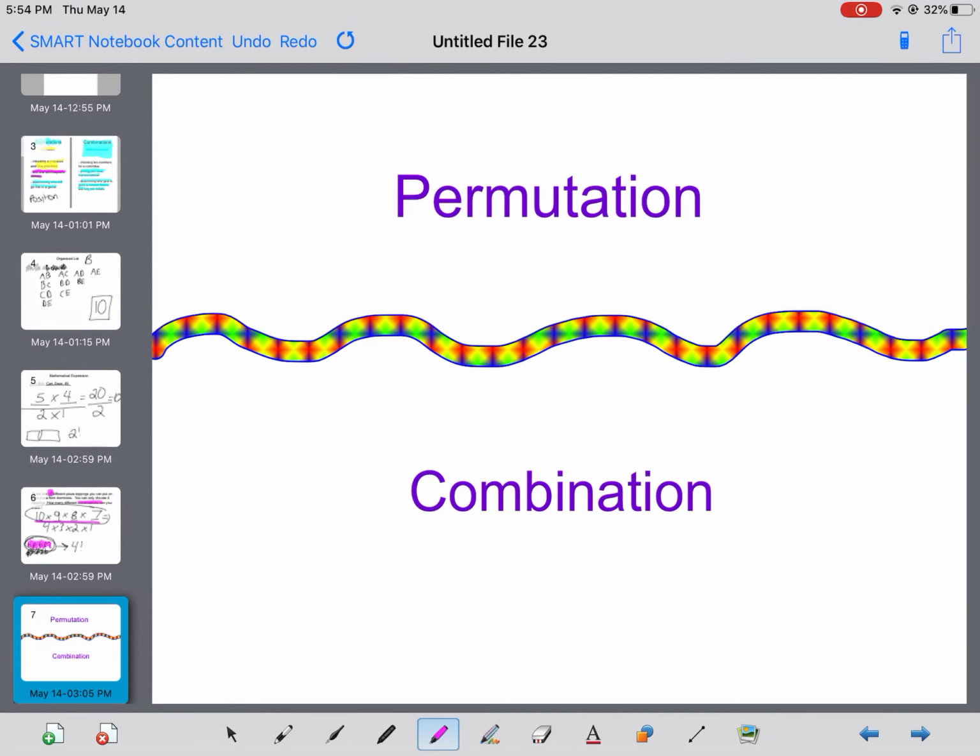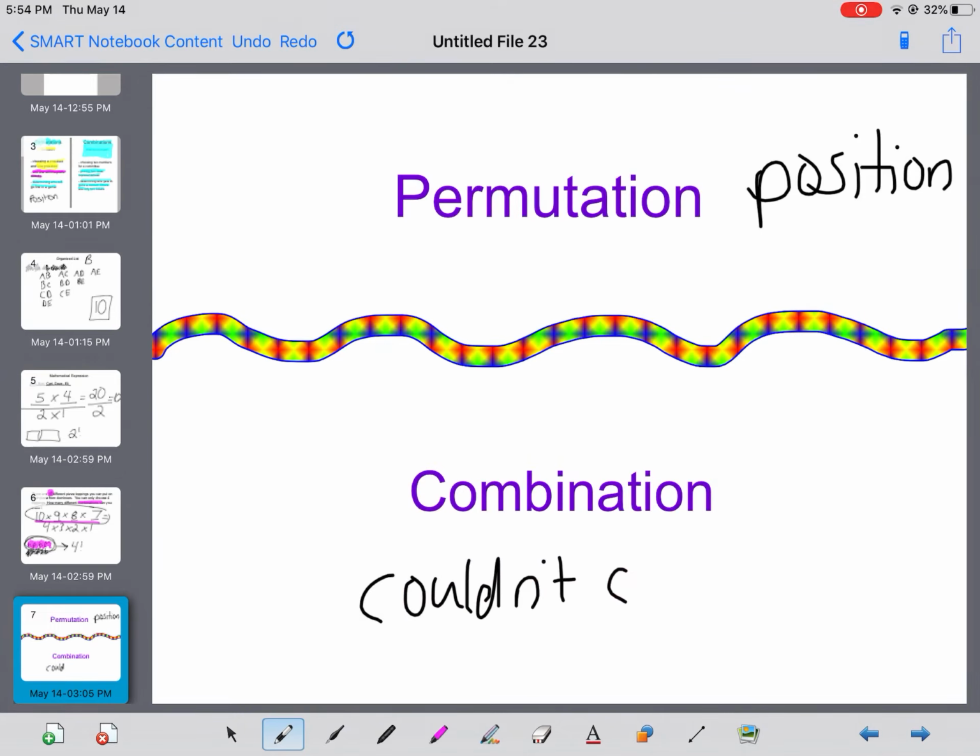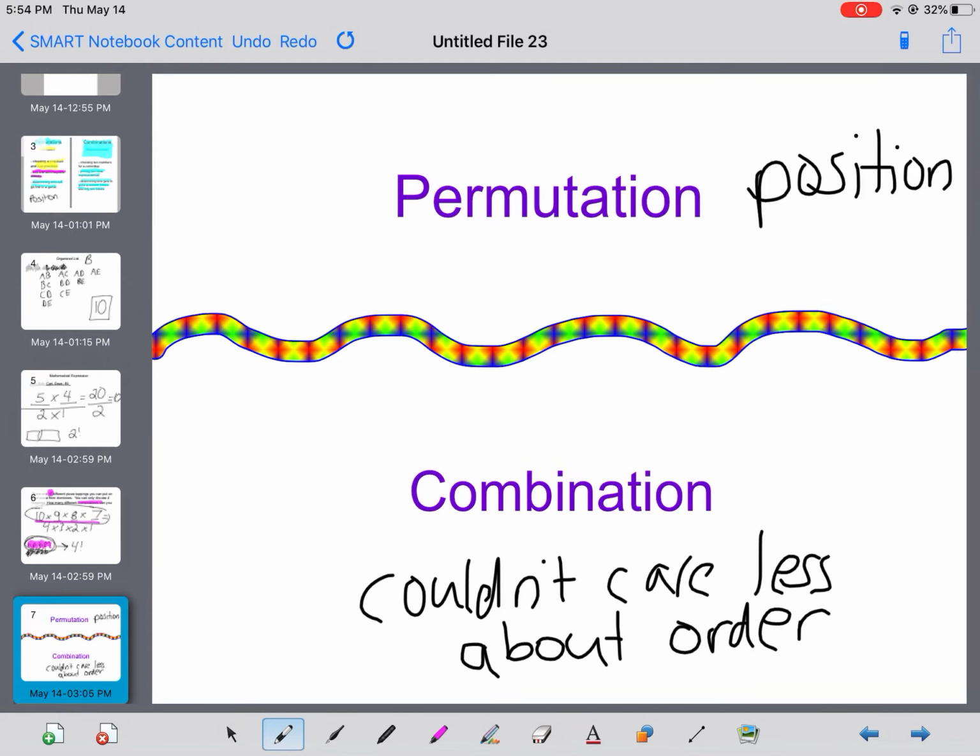So just to summarize, permutation, I want you to think, permutation, think about position. The order matters. Combination, maybe you could think of it this way: couldn't care less about the order. Okay? So, permutation, we care about the position. Couldn't care less about the order is for the combination. So when you're working with permutations, you actually end up with a lot more options because the position matters.